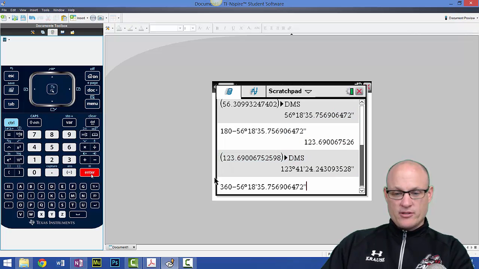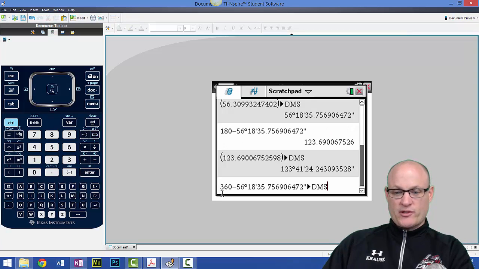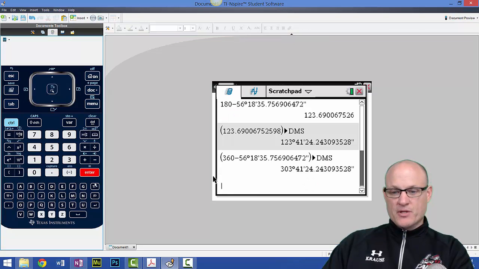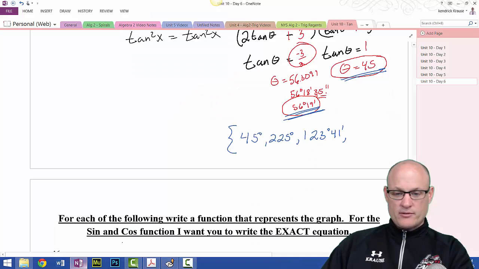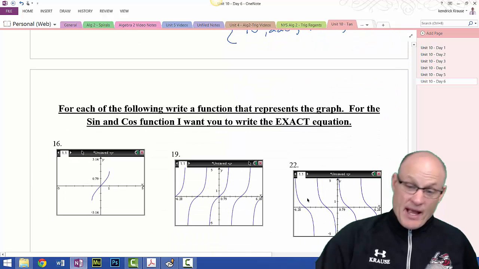Hit enter. And right now I'm also going to DMS it. I'm going to do it all at one time. So I'm going to do 360 minus this, and whatever answer I get, I'm going to immediately DMS it. 303.41. 303 degrees, 41 minutes.